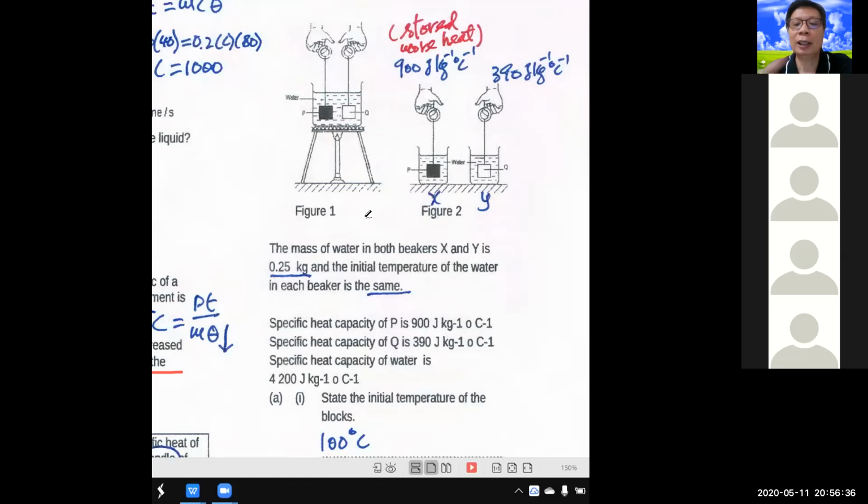Because we put the formula Q equal to mc theta. Q is the heat carried by block P and Q, right? So Q equals mc theta. So we assume Q, the energy carried by the block, P and Q. So we put the formula Q equals mc theta. mc theta is the heat absorbed by the water.